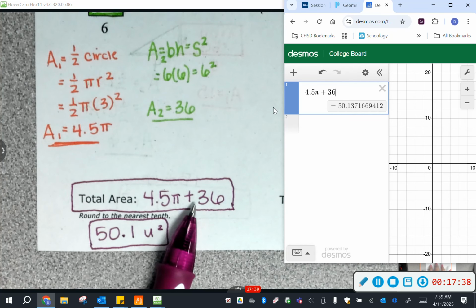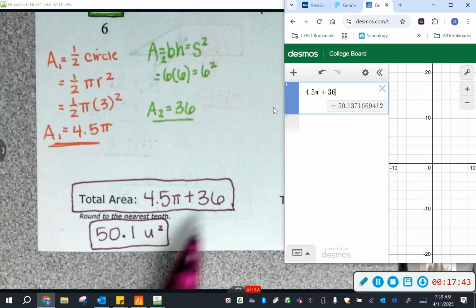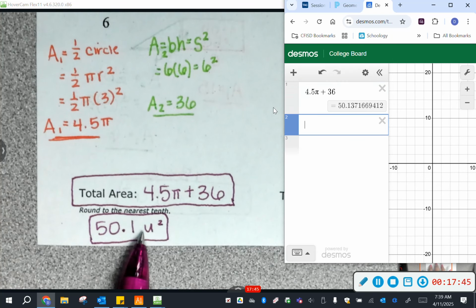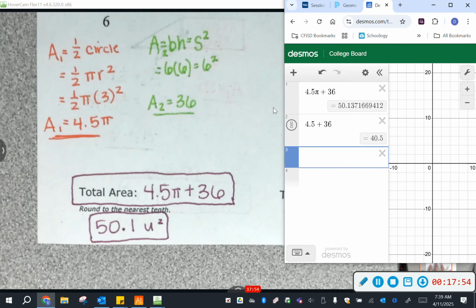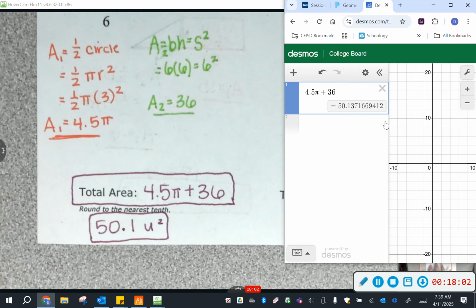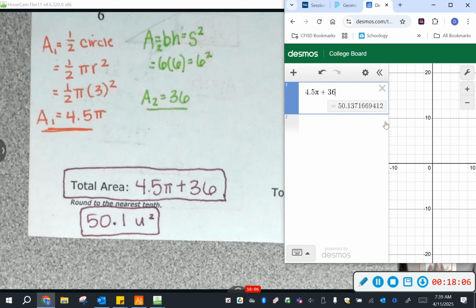Yep. And I honestly prefer you to leave it like this because so many people do it wrong right here and they do this because they add them. They do 4.5 plus 36 and then they put 40.5 pi. Do you see how they're not the same thing? That's completely wrong. So I prefer you to just leave it like this right here, what we boxed first, and move on with your life.